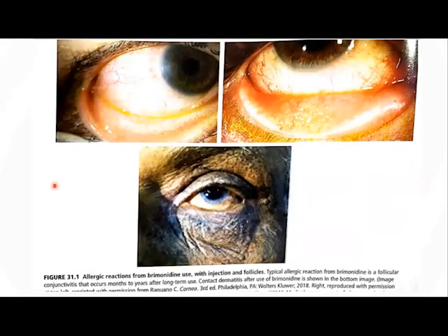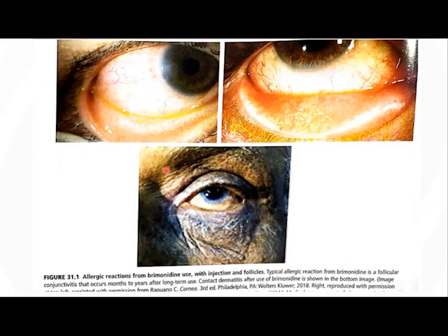Here in this picture, allergic reaction from brimonidine use with injection and follicles. The typical allergic reaction with brimonidine is a follicular conjunctivitis that occurs months to years after long-term use. In the upper two pictures, contact dermatitis after use of brimonidine. The lower picture shows the skin changes. It is reversible. If you stop the drug and treat with steroids, it's reversible.